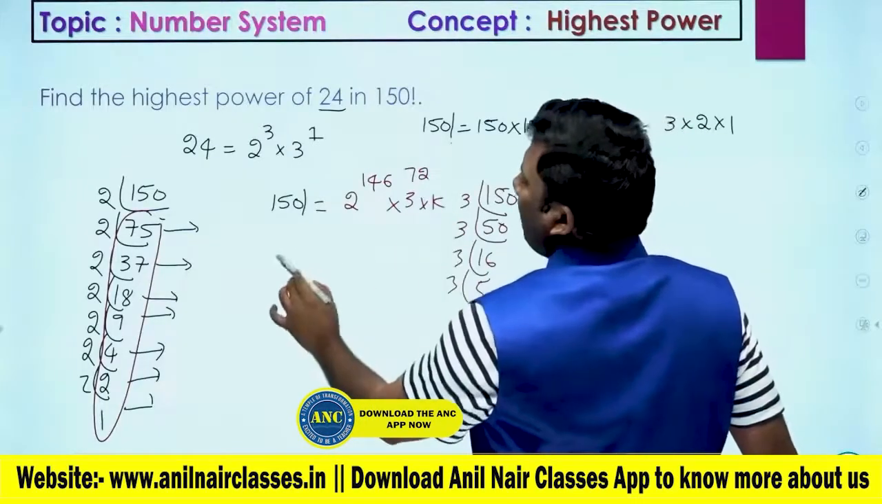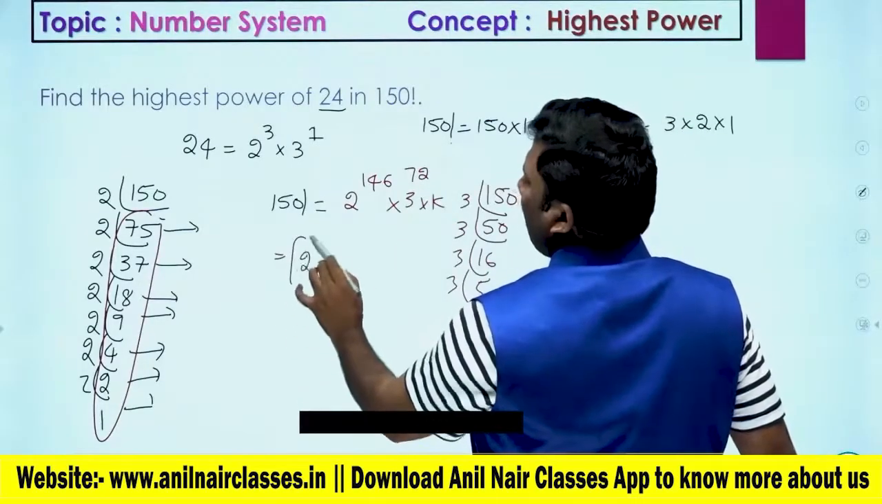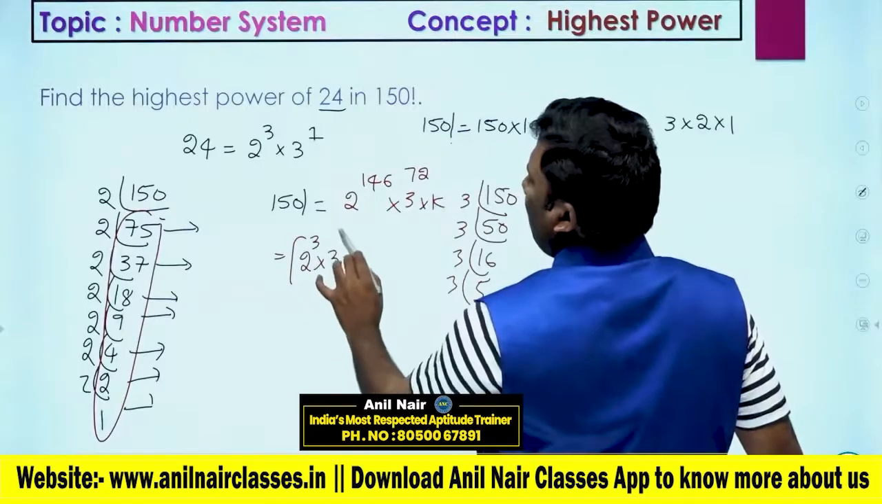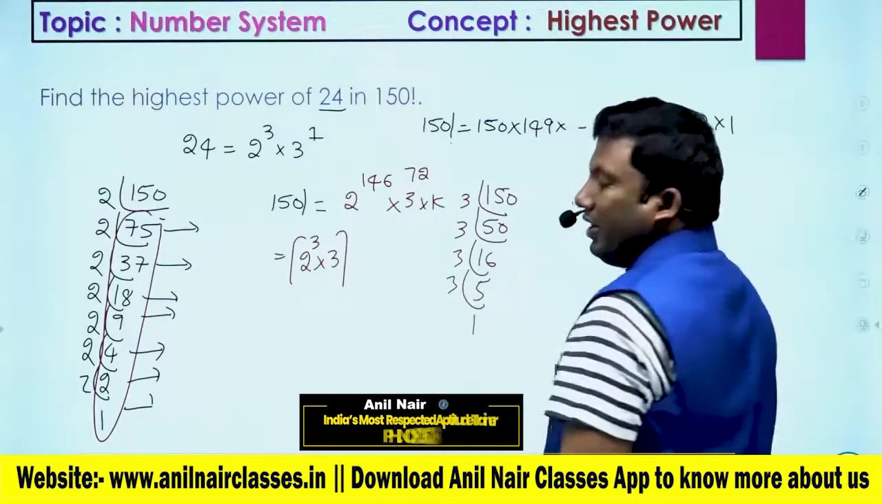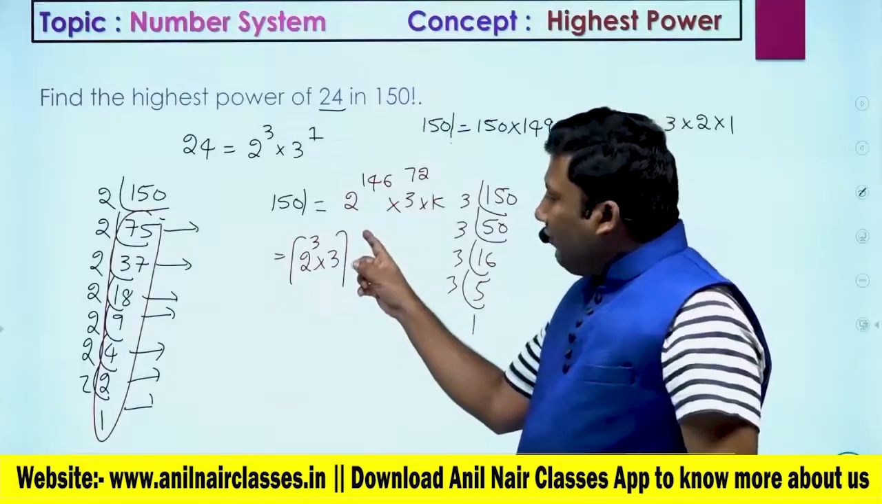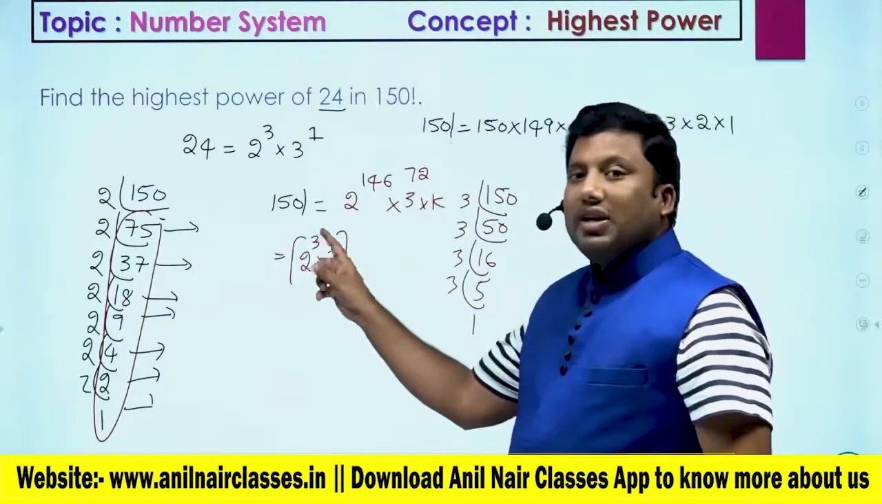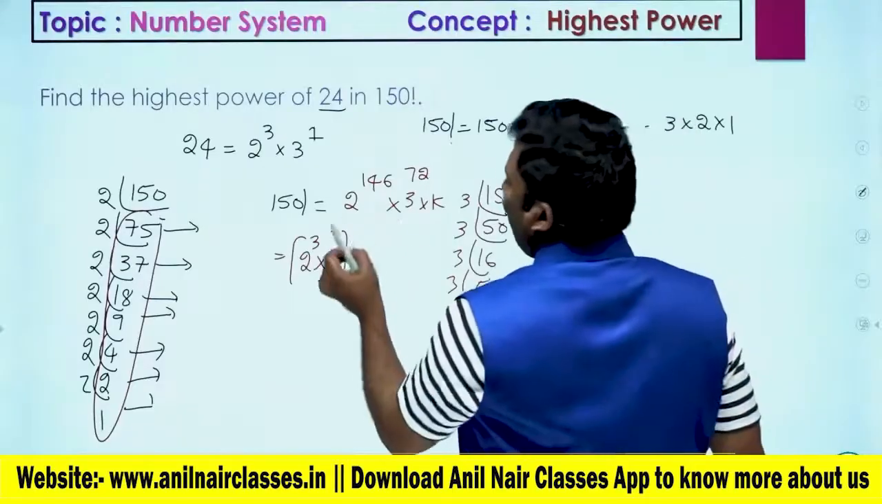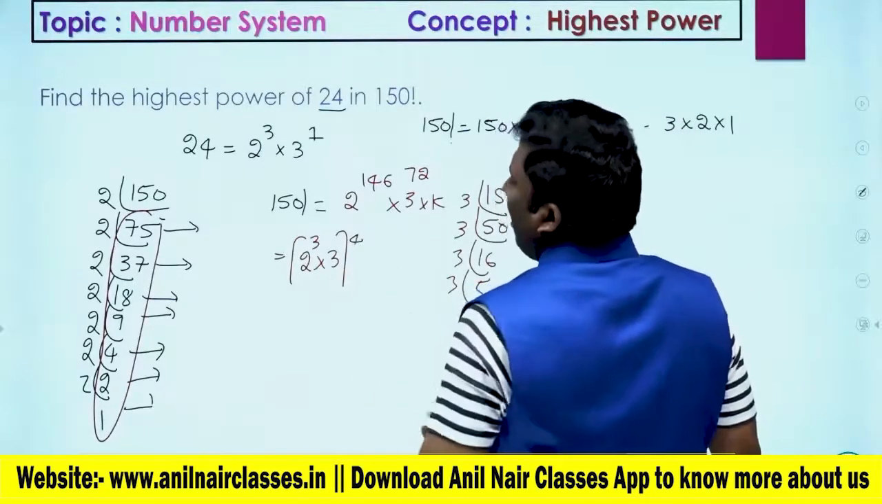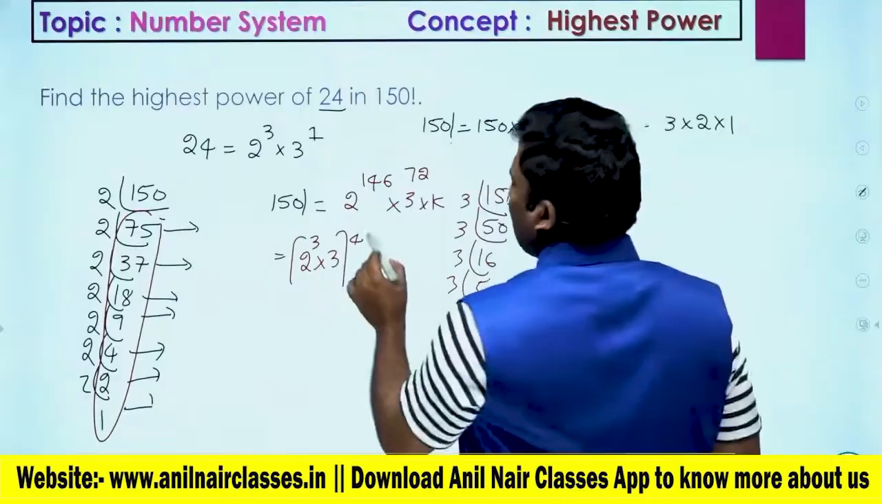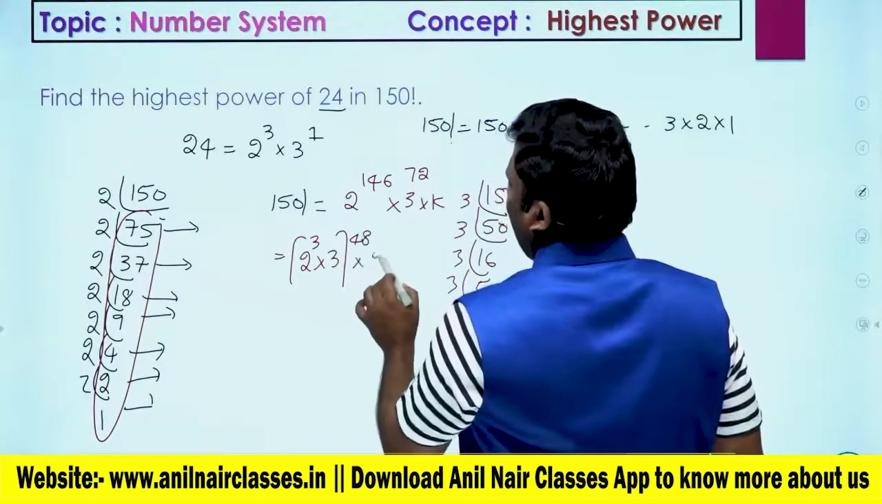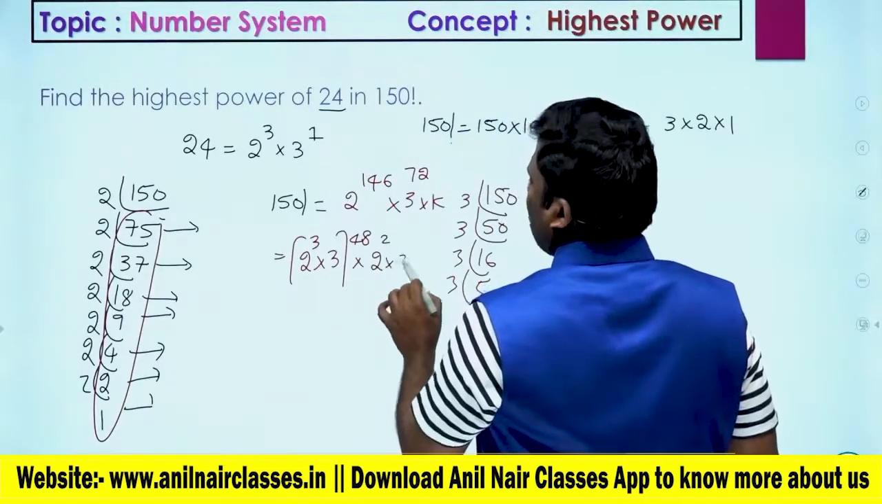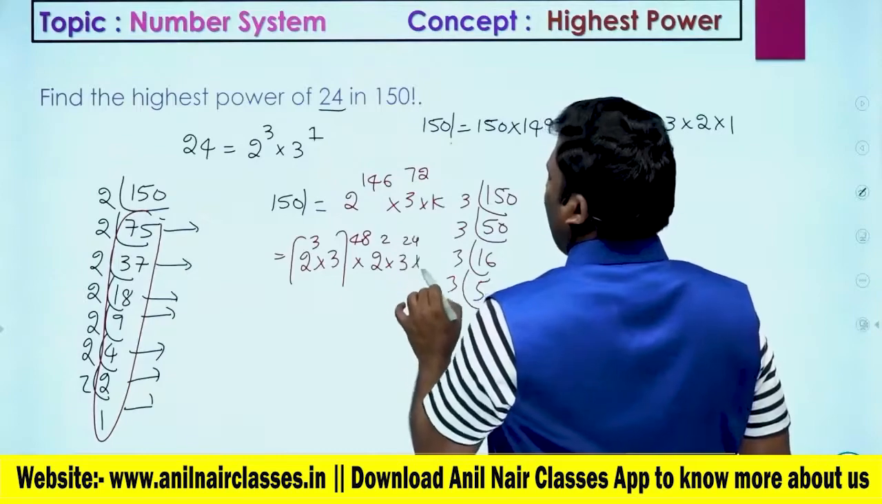We require 24. 24 can be written as 2 cube into 3. Can I take 24 power 72? If I take 72, 72 3s are 216, which I am getting. So I will take 146 divided by 3. 3 4s are 12, 2 power 146 is 2 power 144 into 2 square, that is 2 cube power 48 into 2 square into 3 power 24 into k.